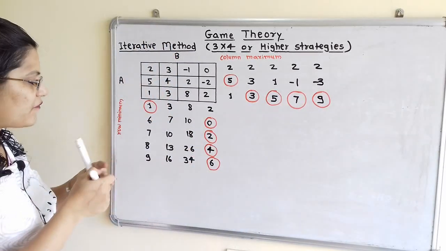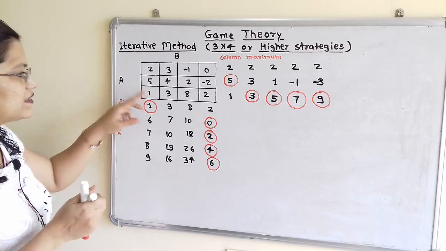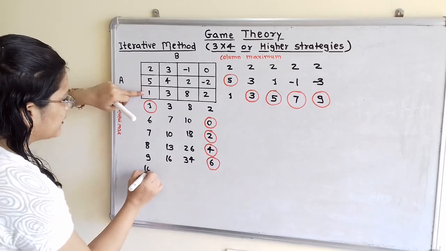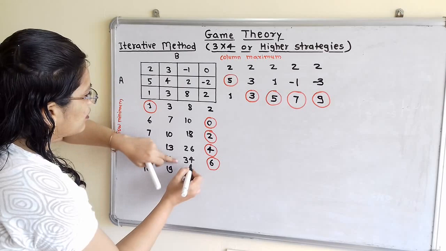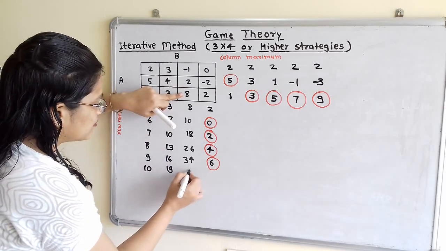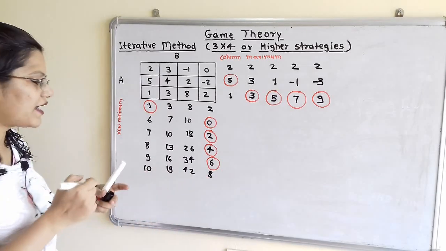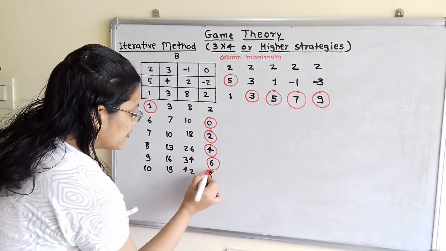For the maximum value again we will write, now here 1, 2, 3, 4, 5. This is the sixth iterative. So I will take 9 plus 1, 10. 16 plus 3, 19. 34 plus 8, 42, and 6 plus 2, 8. Now again we have to select the minimum value. The minimum value is 8.